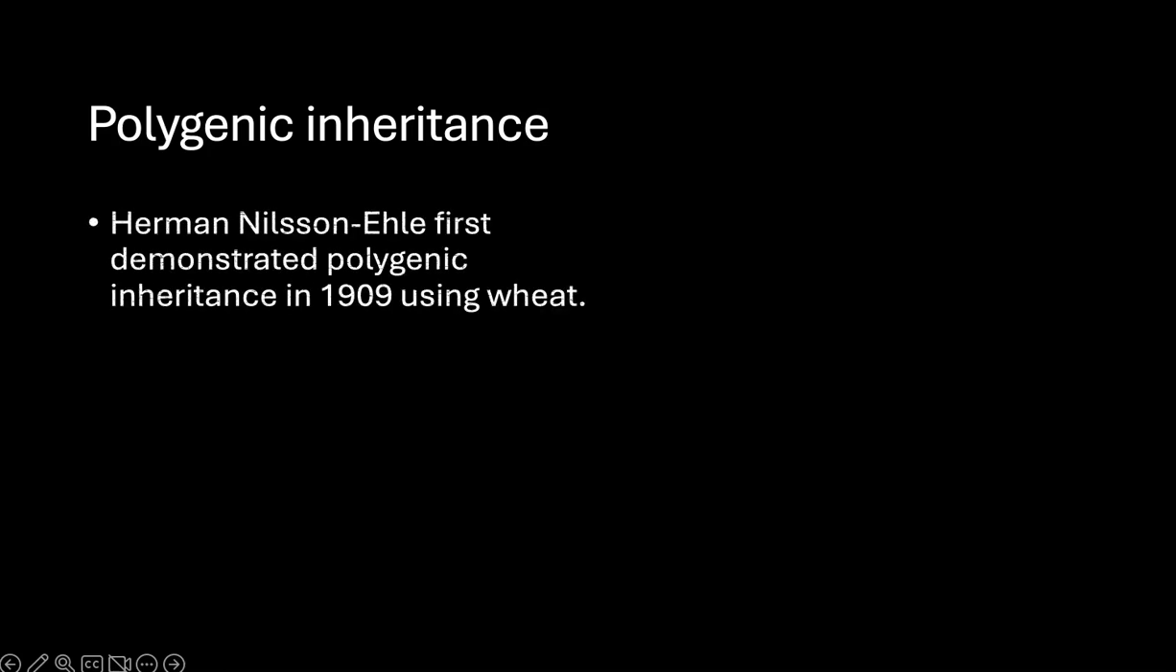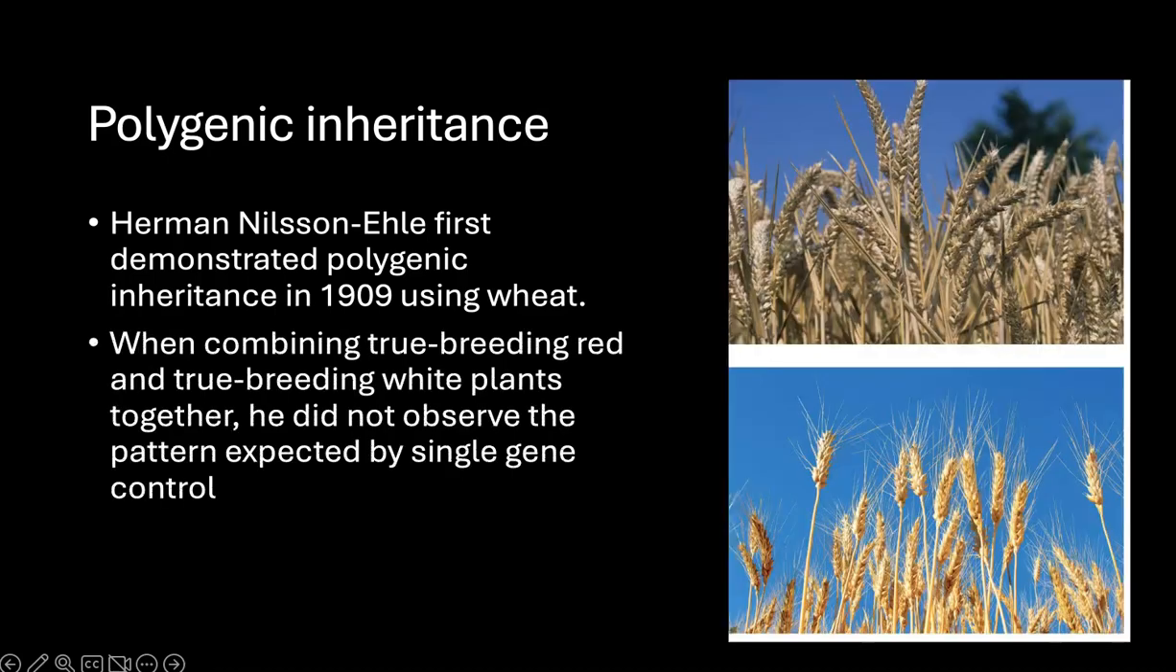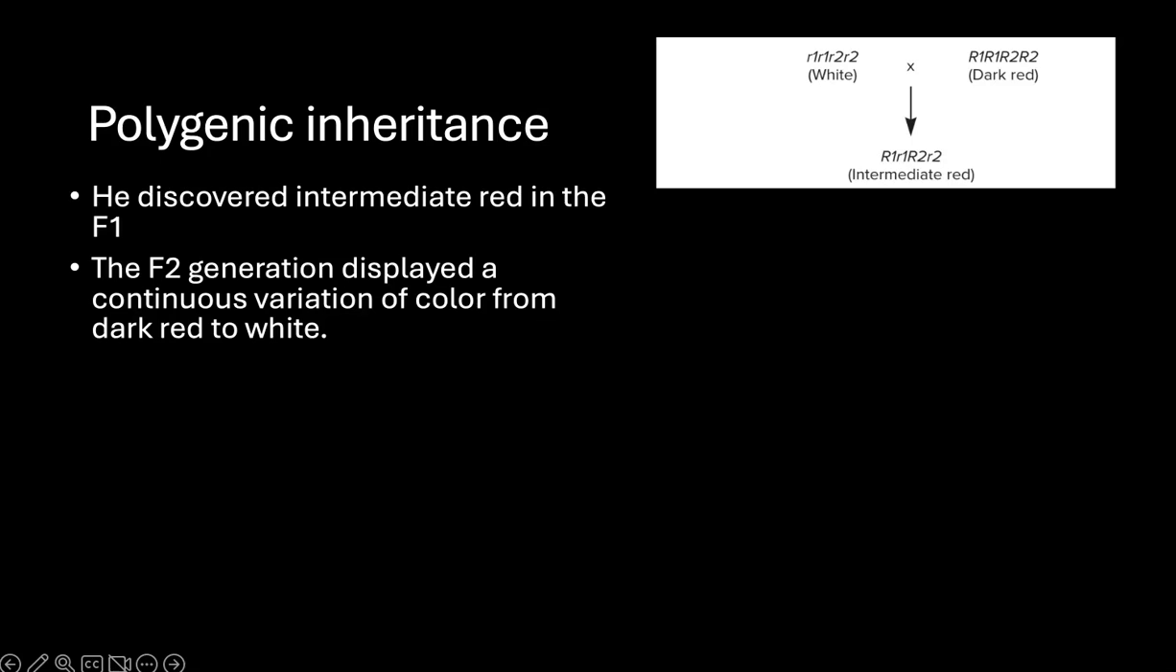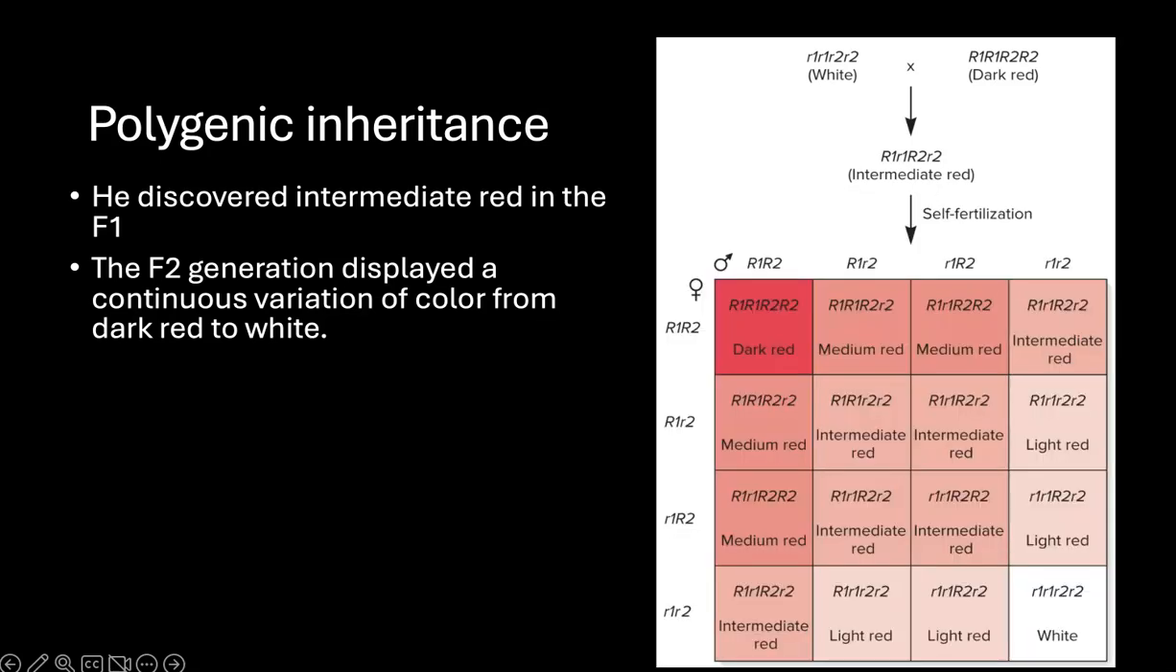Polygenic inheritance was first demonstrated in wheat in 1909 by Herman Nilsson-Ehle. He observed a peculiar pattern when combining true breeding white and red-hulled wheat that was inconsistent with inheritance by a single gene. When he combined his true breeding color variants, the F1 generation yielded an intermediate phenotype. When the F1s were combined, the F2 generation showed this continuum of color from dark red to white in a ratio of 1 to 4 to 6 to 4 to 1.